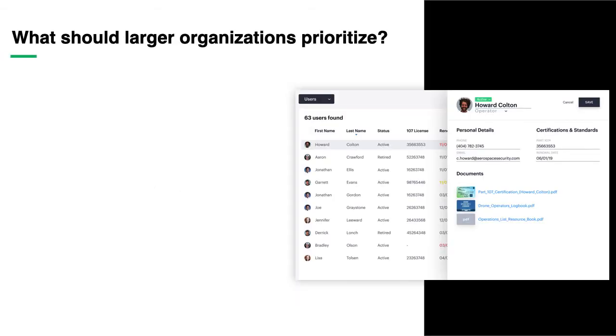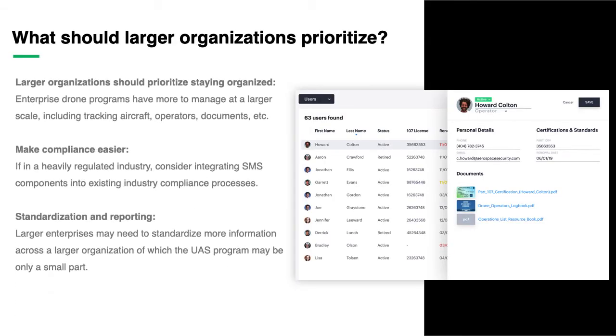And lastly, what should a larger organization prioritize? Some of the things that are particularly important to larger organizations is staying organized. So there's a lot more to manage in a larger organization, not just operationally, aircraft, operators, documents, but there is a larger organization at play of which a UAS program is probably only one part of the business. So it's important to stay organized and keep organization as a key prospect and component of your safety system.